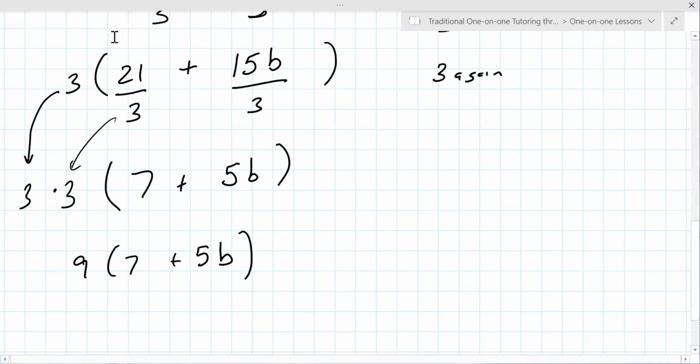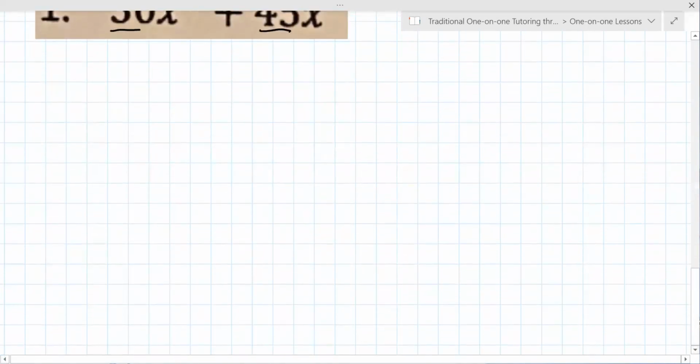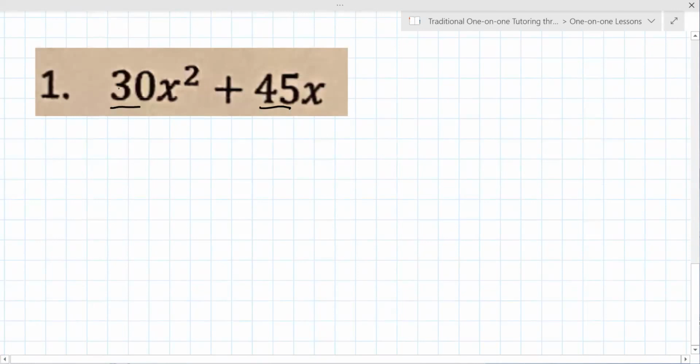Okay, so you got this down? All right. So we're gonna look at 30x squared plus 45x. So look at the two numbers. What's the biggest number that goes into both? Yes, it has to go into both numbers.